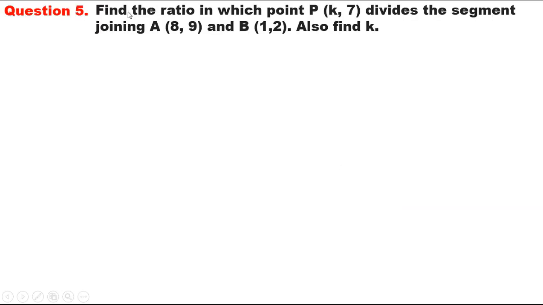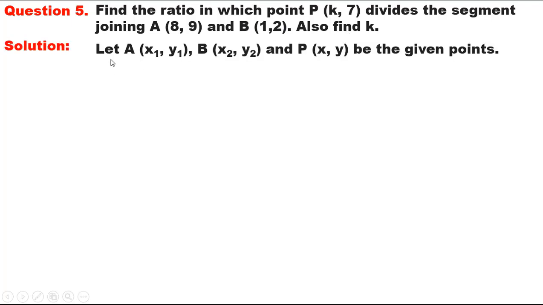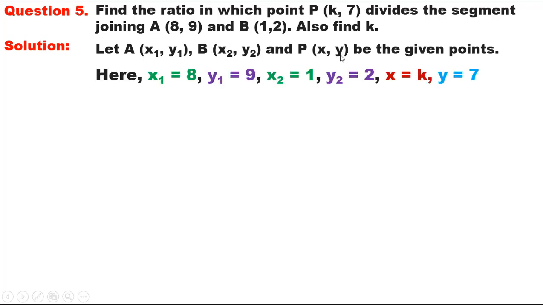Question 5th. Find the ratio in which the point P (k, 7) divides the segment joining A (8, 9) and B (1, 2). Also find the value of k. Solution. Let us assume that the coordinates of A are x1, y1, the coordinates of B are x2, y2, and the coordinates of P are x and y. Here x1 is equal to 8, y1 is equal to 9, x2 is equal to 1, y2 is equal to 2, x is equal to k and y is equal to 7.